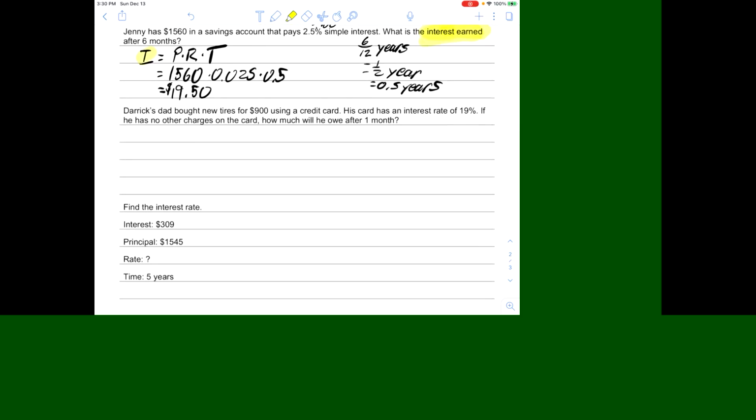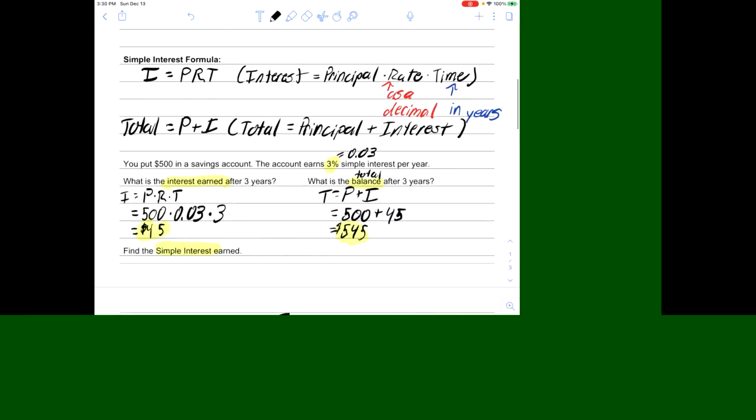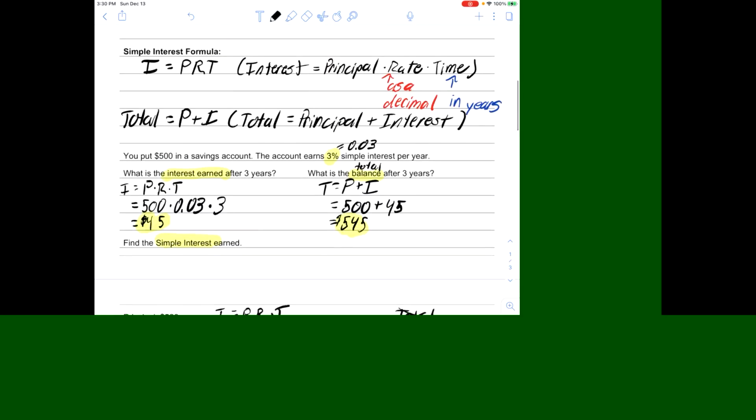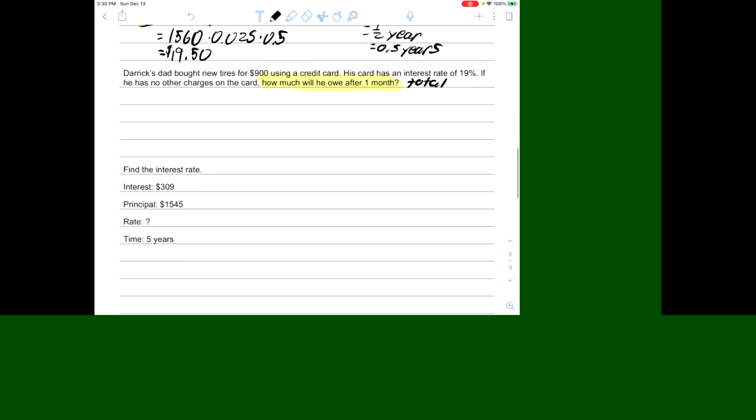Derek's dad bought new tires for $900 using a credit card. His card has an interest rate of 19%. If he has no other charges, how much will he owe after 1 month? When it asks how much he will owe, that's telling me that what it wants me to find is the total. So in this case, I'm going to have to do both formulas, the interest and the total. Okay? So let's try this. My formula is that interest equals principal times rate times time.